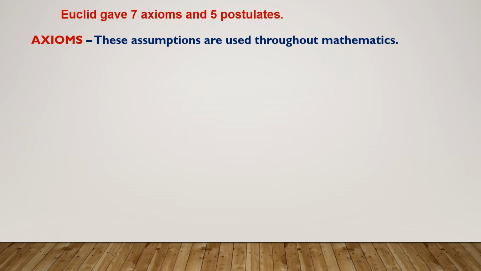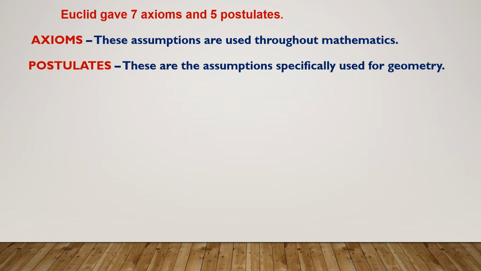Axioms are the assumptions used throughout mathematics. That means these are the properties which we use in all the branches of mathematics. And postulates are the assumptions which are used specifically in geometry. So there is a difference between axioms and postulates. Both are assumptions, but axioms we can use throughout mathematics and postulates only for geometry. Euclid gave 7 axioms. Now one by one we will discuss all the 7 axioms.